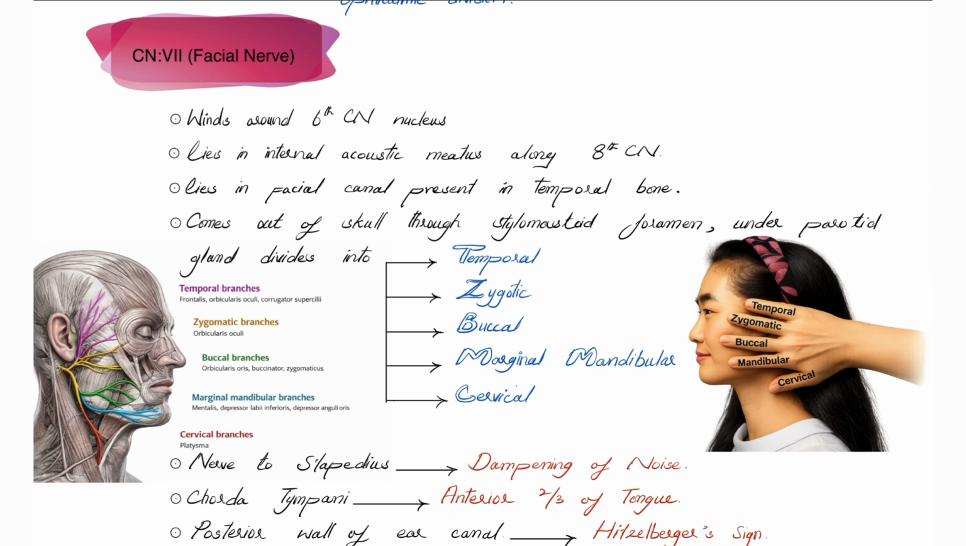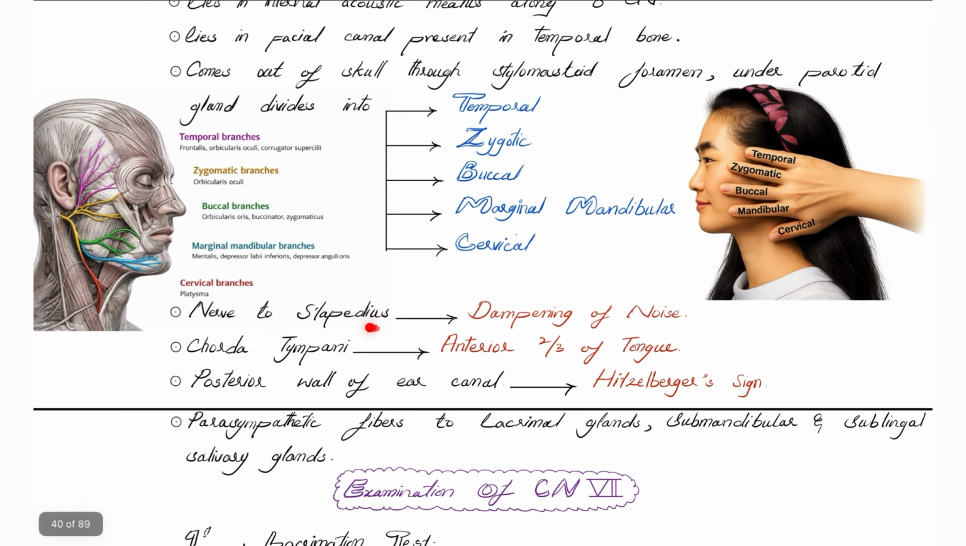In the middle ear, it supplies the stapedius muscle for dampening of noise. It gives a sensory branch called the chorda tympani to the anterior two-thirds of the tongue for taste sensation, and it also supplies the posterior wall of the ear canal. If there is loss of sensation of the posterior wall of the ear canal, this is called Hitselberger sign. It also carries parasympathetic fibers to the lacrimal glands, submandibular gland, and sublingual salivary glands.